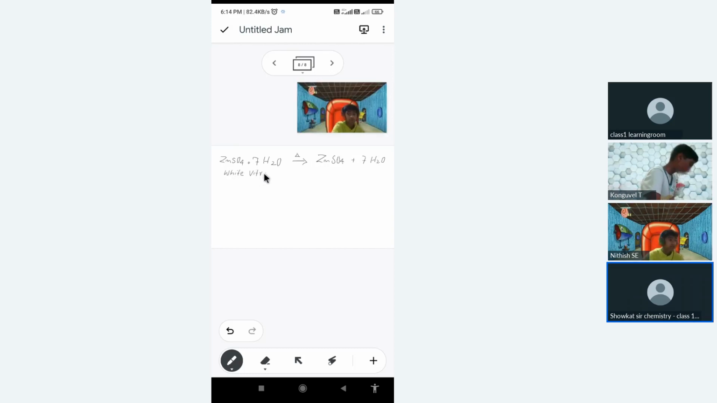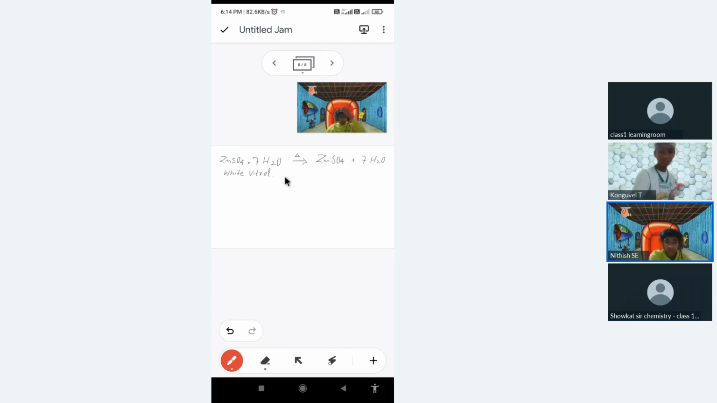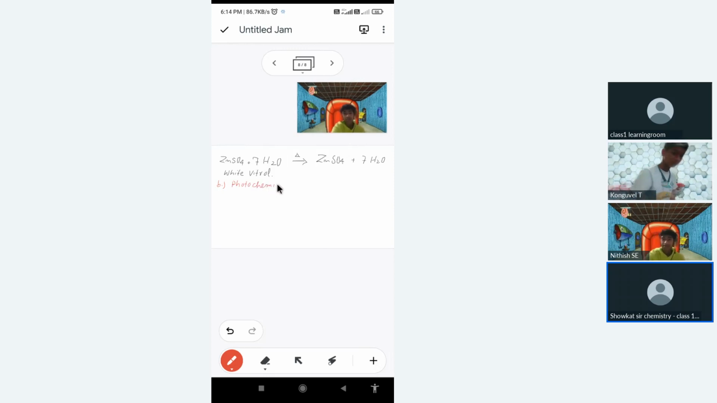Yes, sir. So any doubt here? No, sir. So this was one of the types of decomposition reaction, the thermal decomposition. Now another is the photochemical decomposition. Passage of light. Yeah, exactly. That means this decomposition reaction takes place in presence of light.